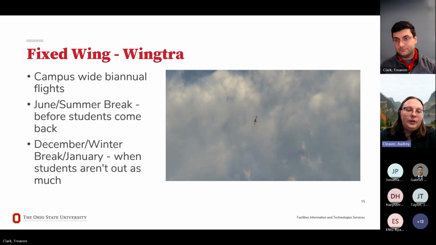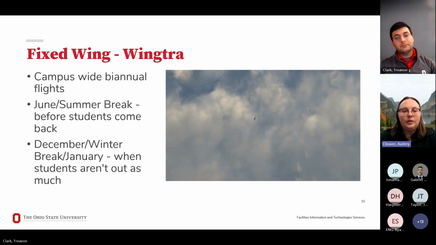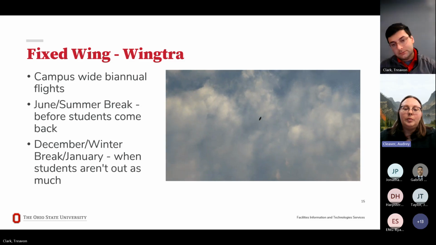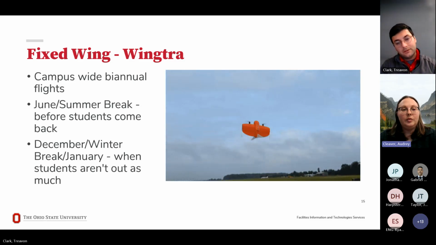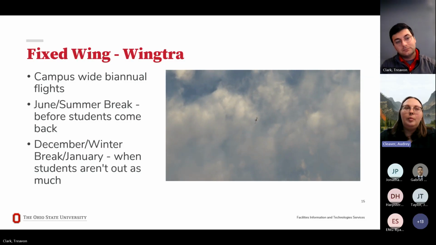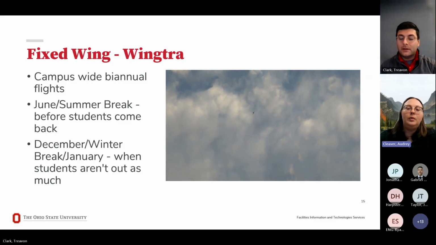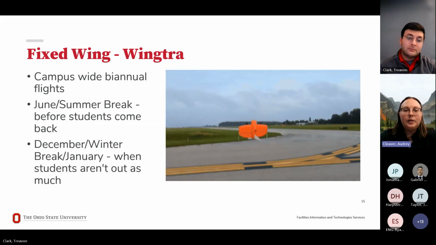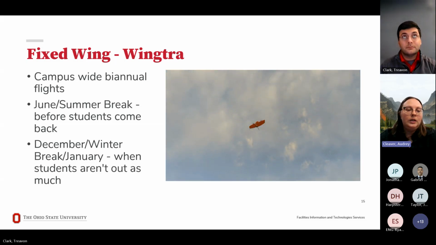So here is our fixed wing Wingtra. This is the drone that we use for our biannual flights. We typically will do this in the summer break, always before the students come back. And this usually takes about a week, weather depending. We have about 12 flights that we have to conduct across campus.